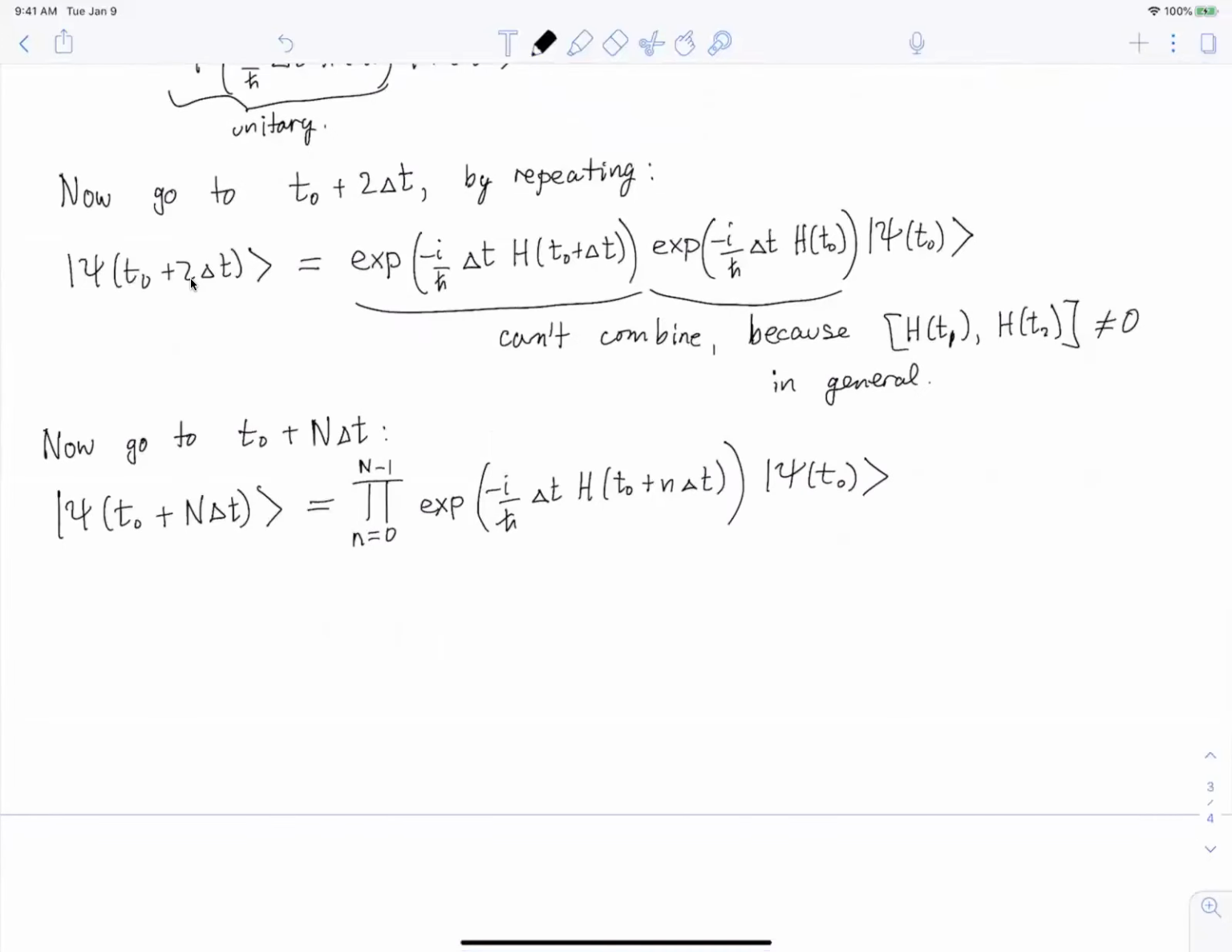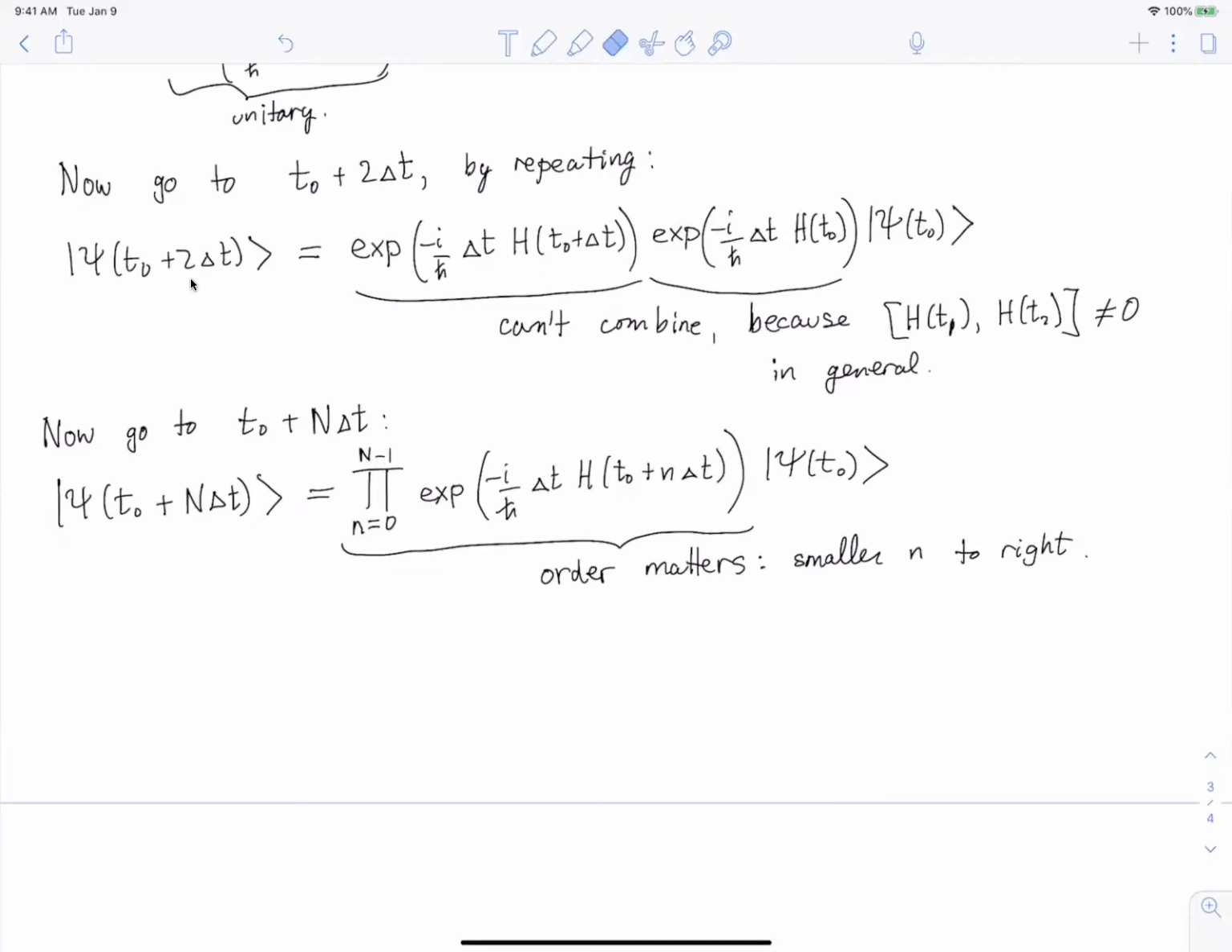And when I write this big product of exponentials, it's understood that the order matters. And in fact, smaller n's have to be on the right, smaller little n's. Okay, and that's because of this statement made again in the capital N equals 2 case, that the order matters. Okay, so now if you've done that, now you can take the limit of a very large number of these operations.